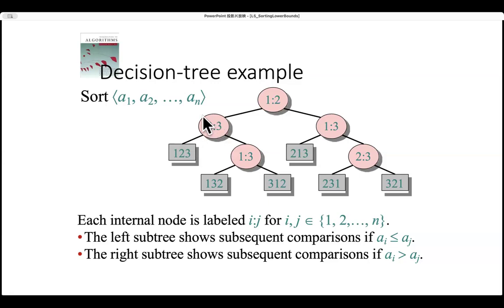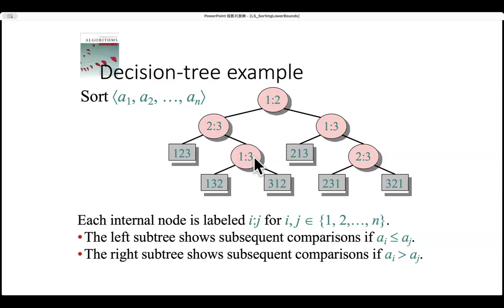However, in this internal node, 2 colon 3, if the third number is smaller than the second number, you go to the right-hand side, the right subtree. So in that case, the first number is smaller than the second number, but the third number is also smaller than the second number. So you do not know the relationship between the first number and the third number, right? So you need another comparison.